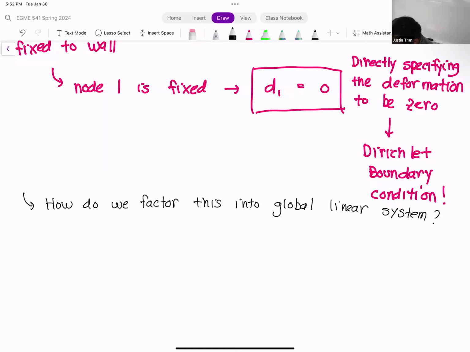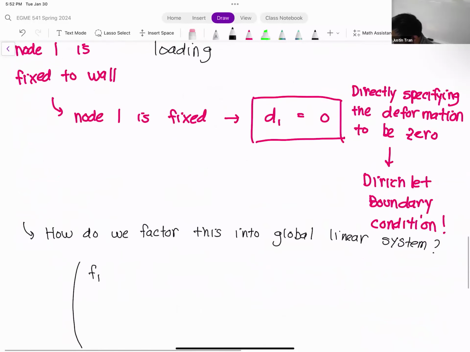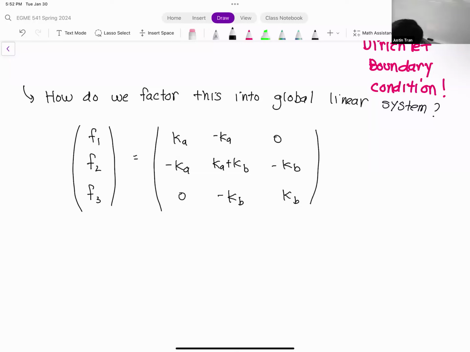Let me remind you of what our global linear system looked like. In this particular problem, we have 3 nodes, and so our global linear system is going to be a 3 by 3. We have F1, F2, F3 is equal to, after assembly, Ka, minus Ka, 0 in the first row; minus Ka, Ka plus Kb, minus Kb in the middle; 0, minus Kb, Kb in the last, times D1, D2, D3. So this is what we had last time after assembly.